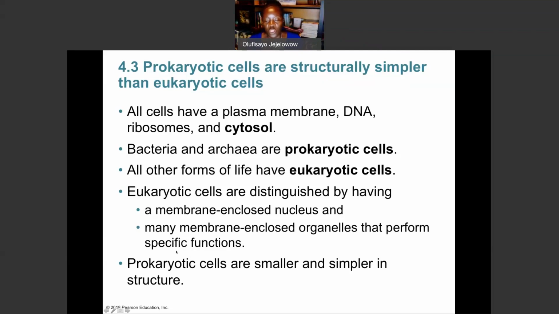Prokaryotic cells in general are smaller than eukaryotic cells and simpler in structure. Their DNA is simply wound with proteins, and it is in the cytosol. It is not in its own compartment, in its own membranous house.